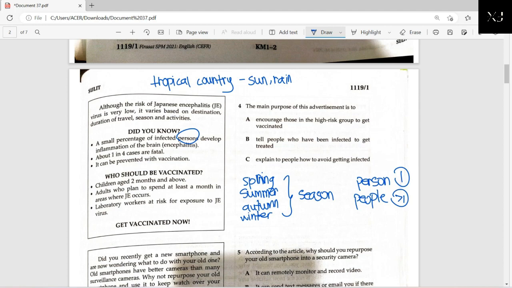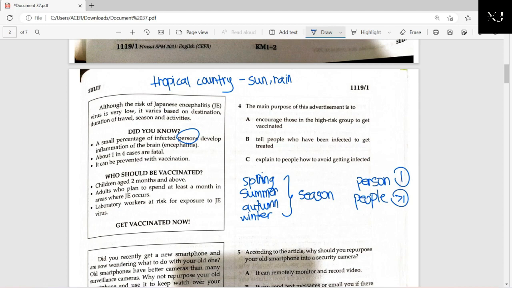Encephalitis. Okay, about 1 in 4 cases are fatal. Oh my goodness. Okay, fatal is like very dangerous, and this patient might actually lose their life because of it. Okay, it can be prevented with vaccination. Okay, that's good. So I think you guys would know what is a vaccination by now. Okay, so you all know the recent pandemic, the big C. Okay, I'm not going to say its name because YouTube's gonna like do something to my video.